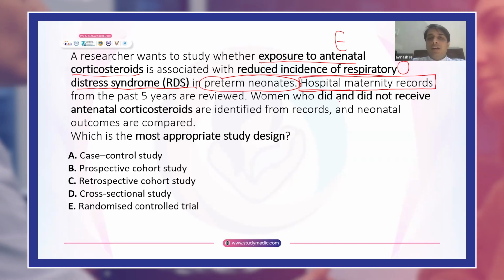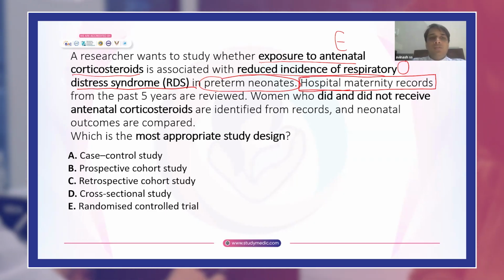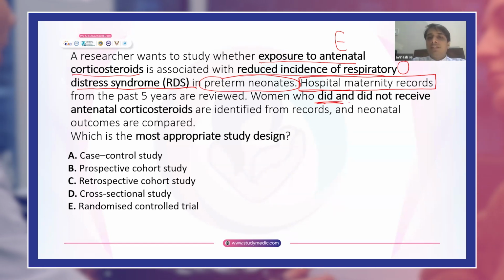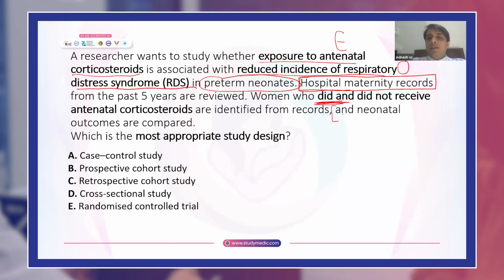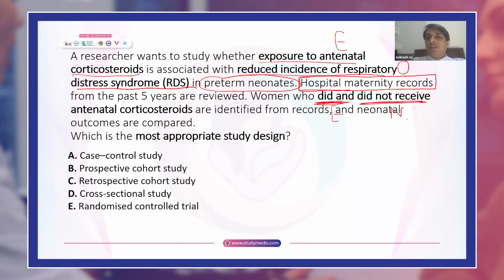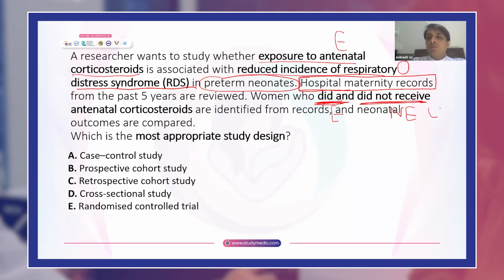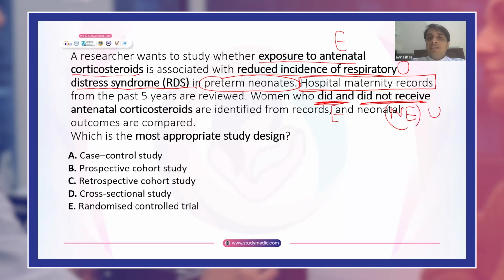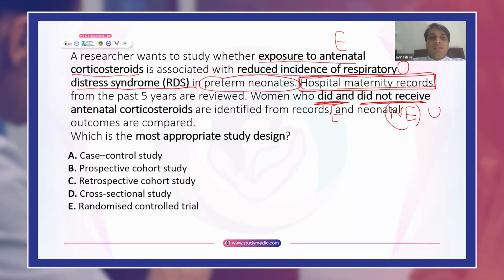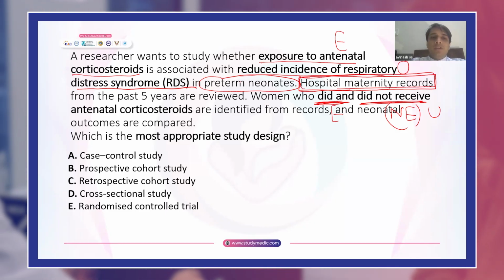And women who did not receive the antenatal corticosteroids are identified from the records. Those who did receive the antenatal corticosteroids become the exposed group. Okay, and those who did not receive the antenatal corticosteroids become the not exposed or unexposed group. So you can classify them like that. And how are they collecting? They are collecting using the maternity records register. They are going back in time. Which is the most appropriate study design?